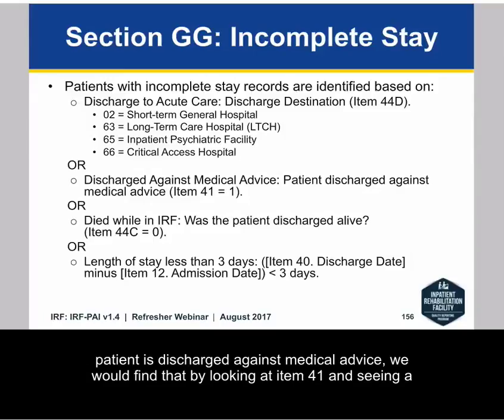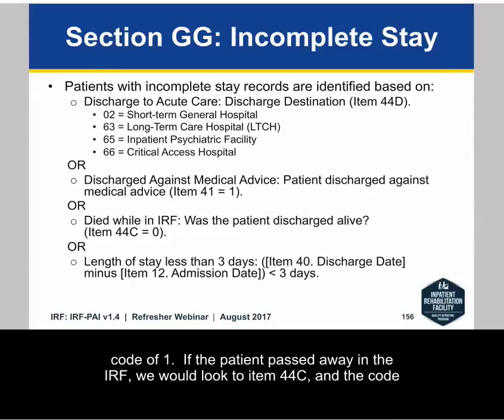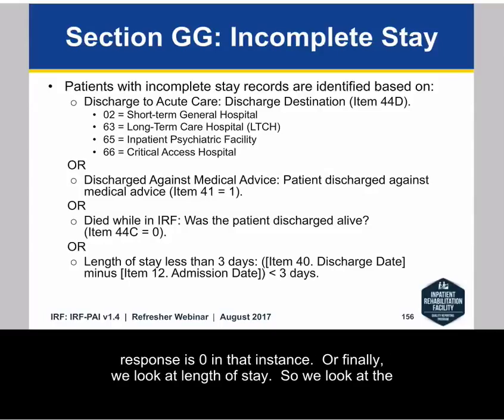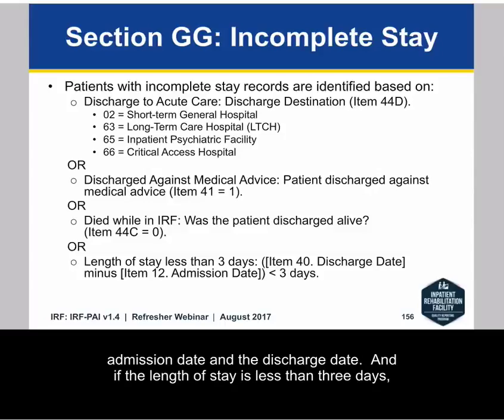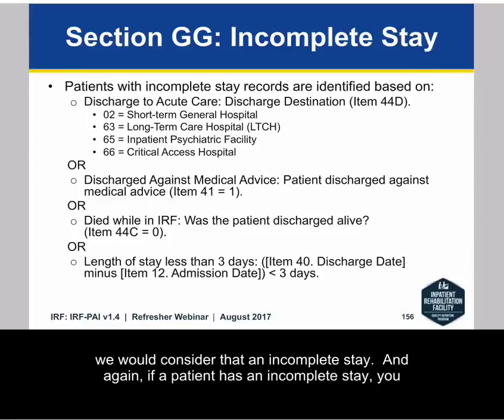Also, if the patient is discharged against medical advice, and we would find that by looking at item 41 and seeing a code of 1. If the patient passed away in the IRF, we would look to item 44C and the code response of 0 in that instance. Or finally, we look at length of stay, and so we look at the admission date and the discharge date, and if the length of stay is less than 3 days, we would consider that an incomplete stay. And again, if a patient experienced an incomplete stay, you are able to code the discharge, self-care, and mobility items as 88.